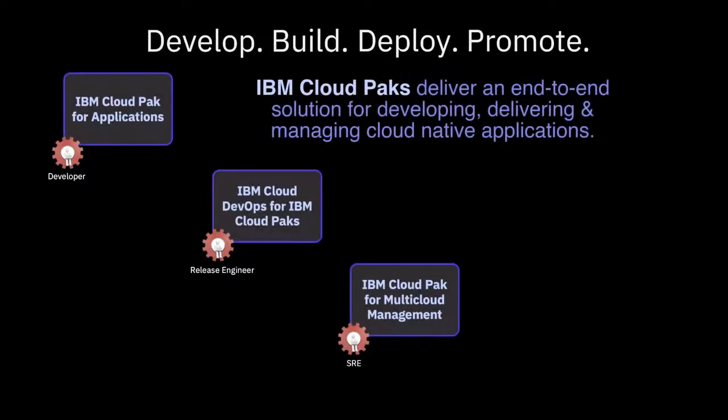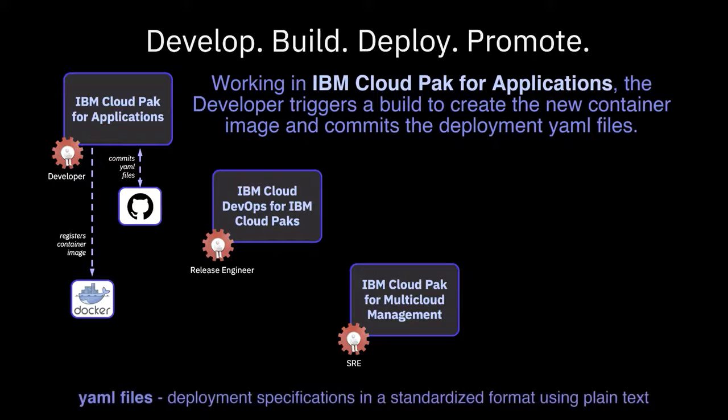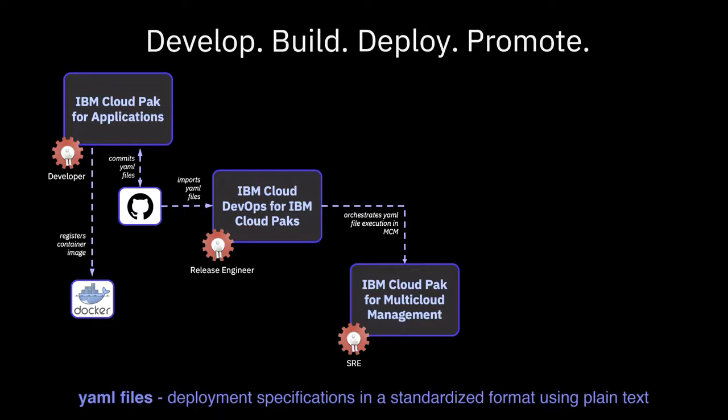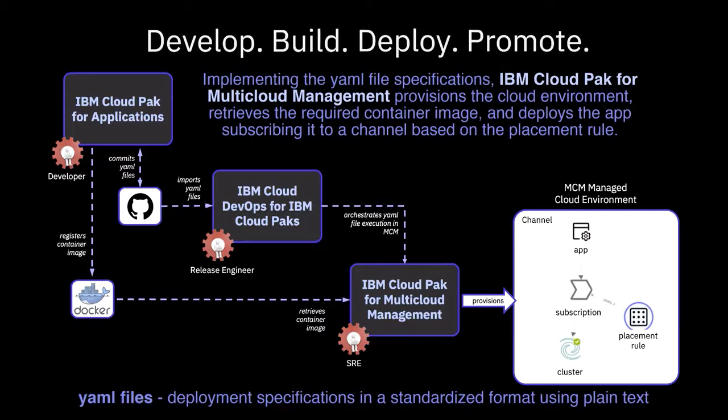Looking at the demo flow, we can see the change to the deployment files are imported from the version control system into the IBM Cloud DevOps repository. The release engineer then bundles these files as a collection or bill of materials, creating a snapshot capturing exactly which version of each YAML file was used in the deployment. Next, the release engineer kicks off the deployment process, pushing the YAML files to IBM Cloud Pak for Multicloud Management.